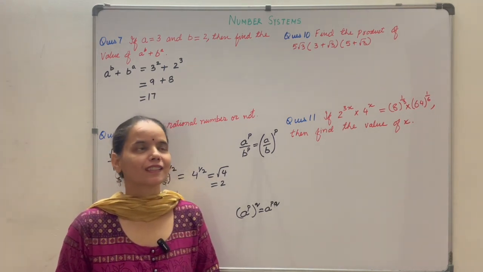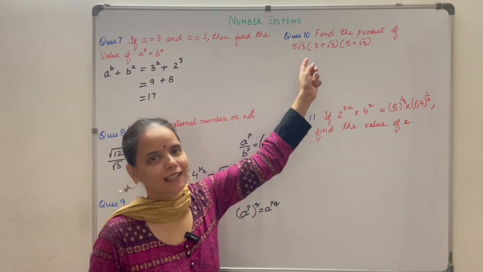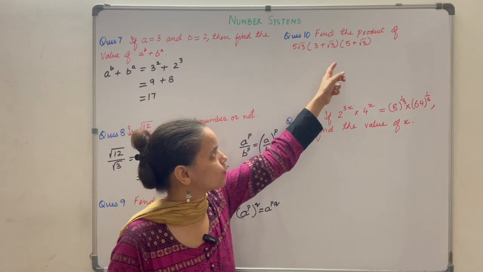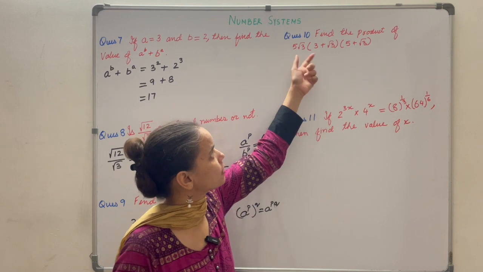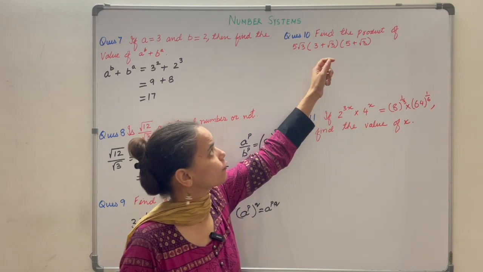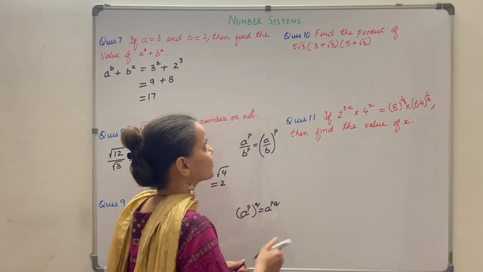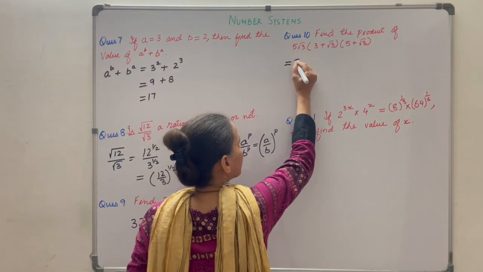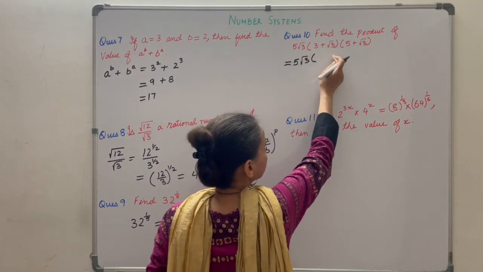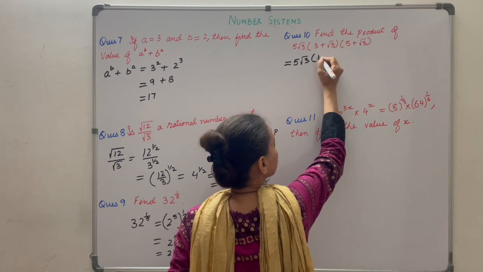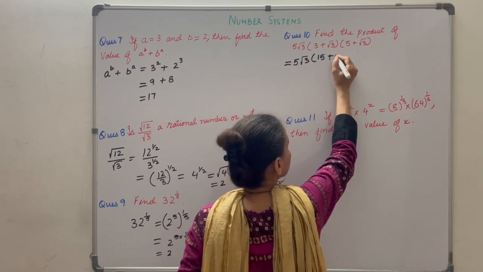So now let us solve the 10th question. Find the product of 5 root 3. Inside the first bracket you have 3 plus root 3. Inside the second bracket you have 5 plus root 3. So you have to find the product of this. To do that we have to apply the distributive law here to solve it. So let us do it. So we have 5 root 3. So now we will apply the distributive law here. So 3 into 5 you will get 15. Then you will multiply 3 with root 3. You will get 3 root 3.